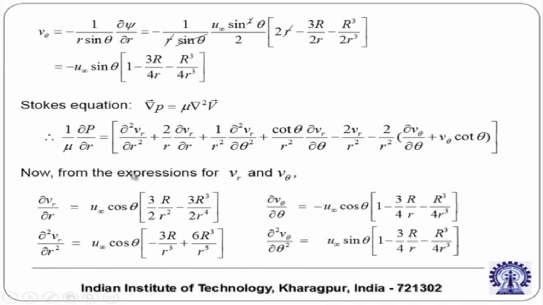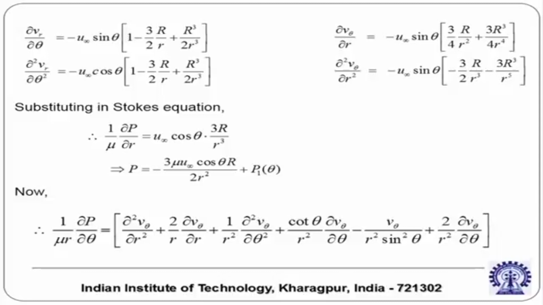In this particular form you have various terms: del Vr del r, del square Vr del r square, del V theta, del square V theta del theta square. All these terms you can algebraically calculate, and once you calculate all these terms, you can substitute them in the Stokes equation. So, you will get an expression for del P del r. Let us go to the next slide.